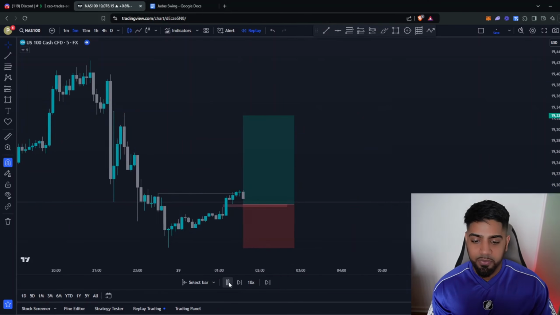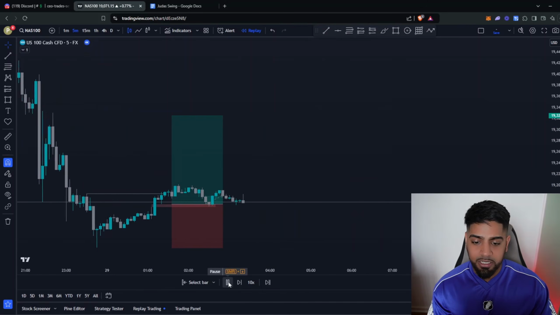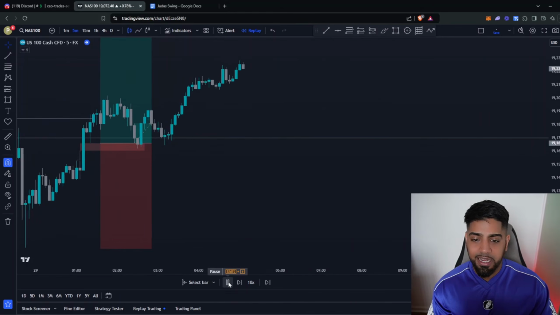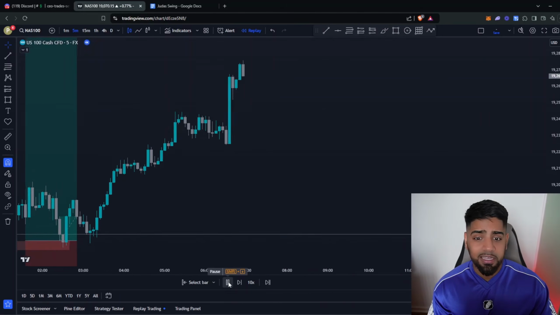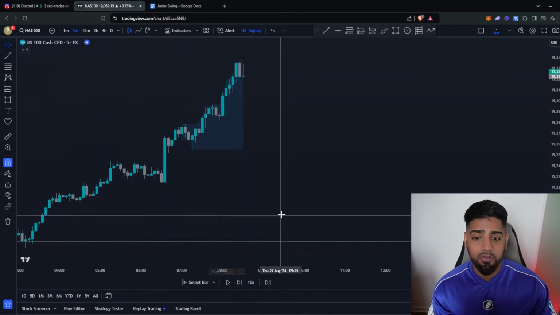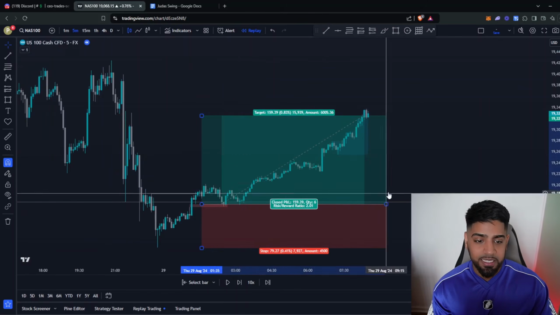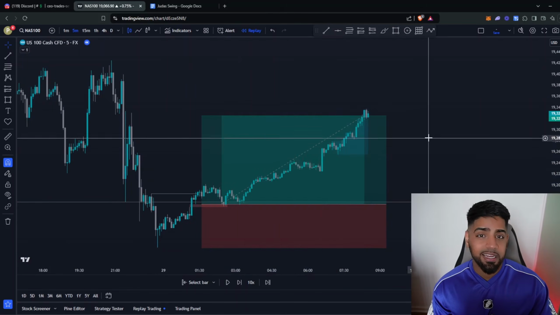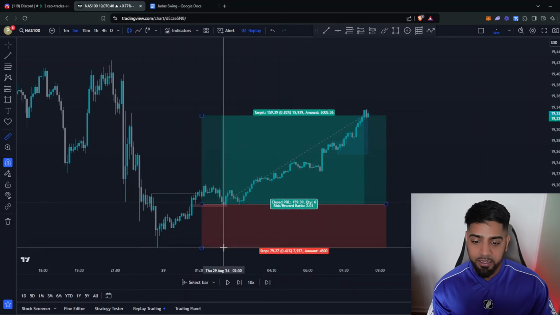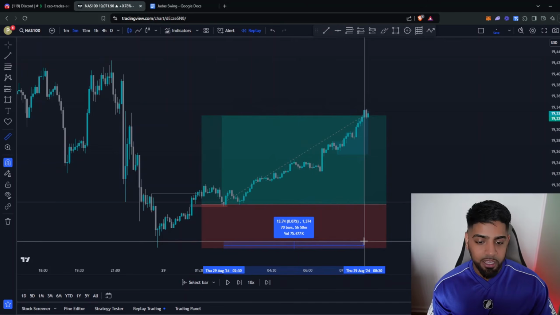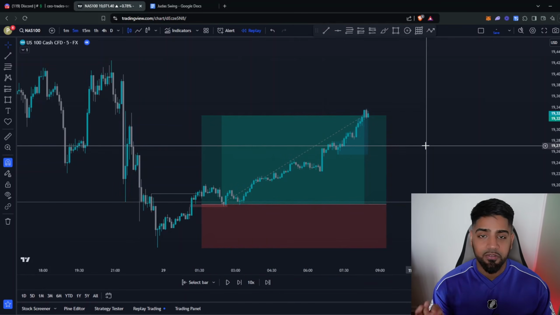So if I play price on, we can see that price comes back, taps us in, and then we're simply just going to wait for our take profit to get hit. And as we can see, eventually price goes up and actually hits our take profit. So altogether, that took a grand total of 5 hours and 50 minutes.